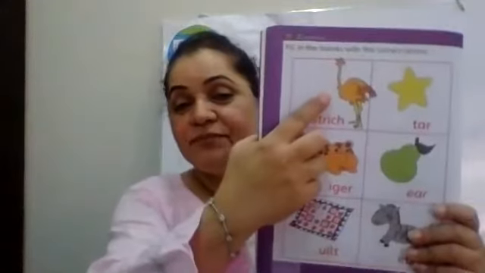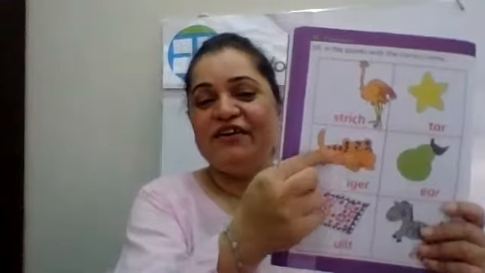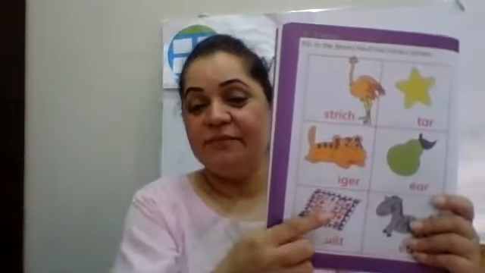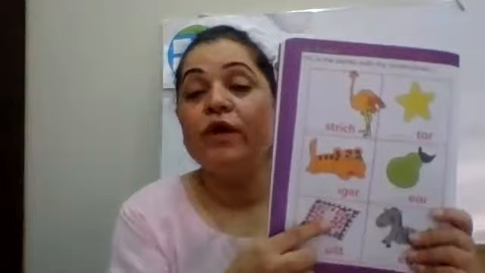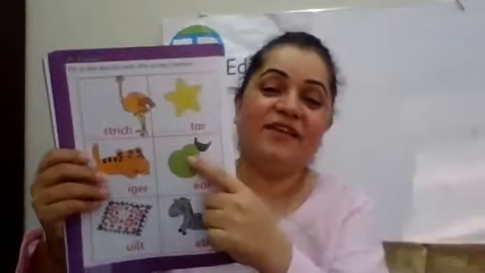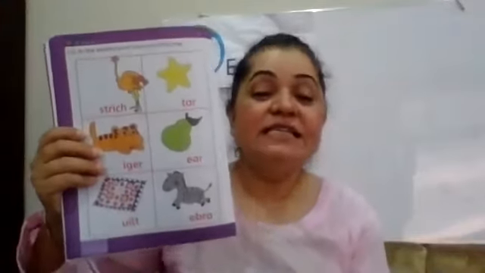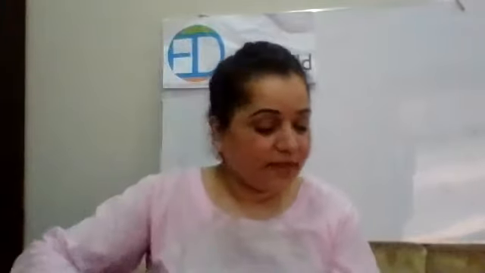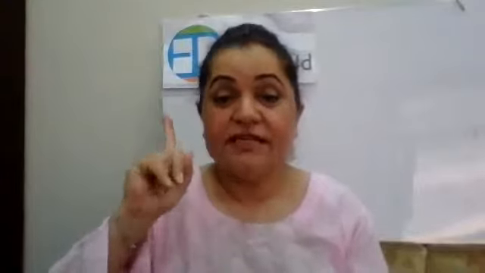What is this? Ostrich, yes. And what is this? Tiger, yay. And this is quilt, yes. Then we have star, we have pear, and we have zebra. This says that we have to fill the blanks with the correct letter, and that is the beginning letter, the first sound of the word.